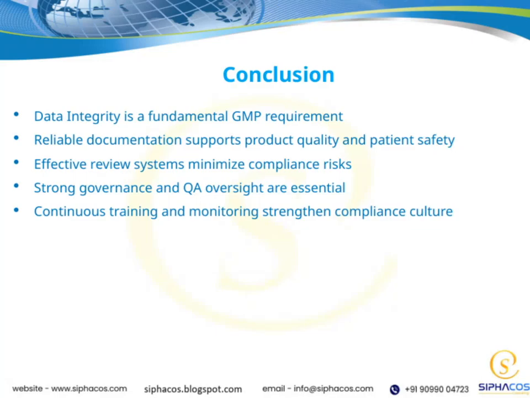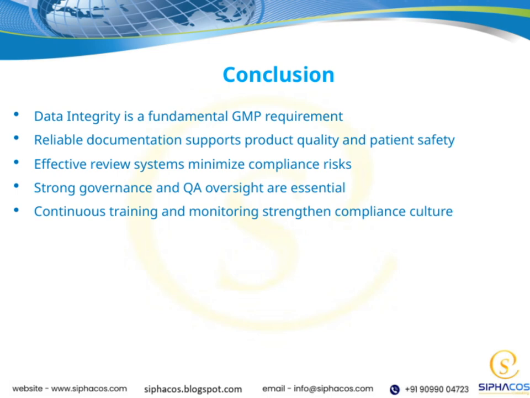Let's wrap up with some key takeaways. First, data integrity is absolutely a fundamental GMP requirement. It's the backbone of trustworthy manufacturing and quality assurance. Without it, everything else can fall apart. Next, reliable documentation plays a crucial role in supporting product quality, and most importantly, patient safety. Accurate records ensure we can trace, verify, and validate each step of our processes.